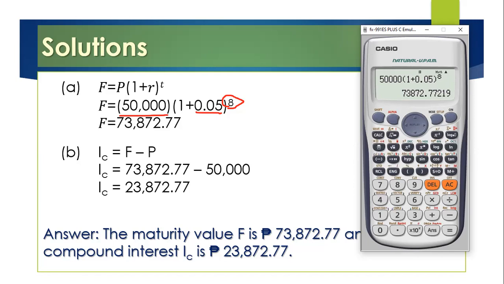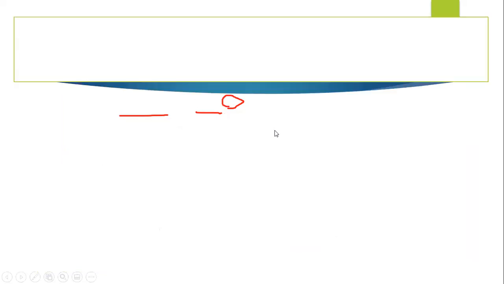So 73,872.77 minus 50,000 is equal to 23,872.77. Okay?